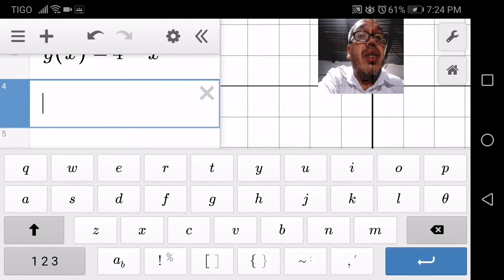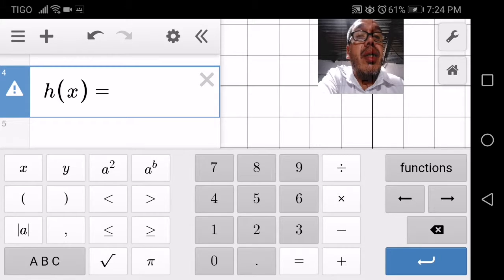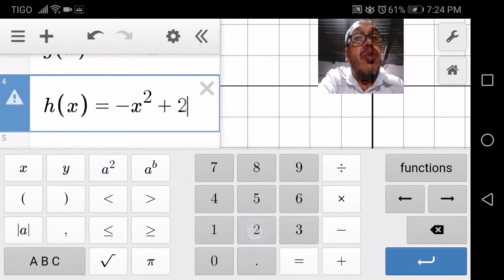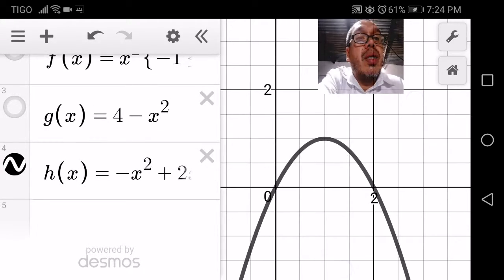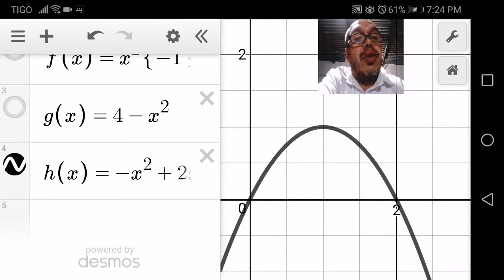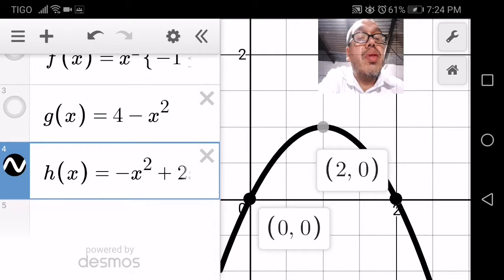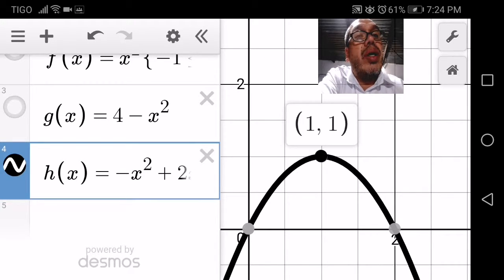Say for example that you have this following one. We're going to call it h of x equals negative x squared plus 2x. And you can see right away that one point is 0, 0, another is 2, 0, but the third one is 1, 1. And the reason that you have this point is because that's the highest point in the graph.